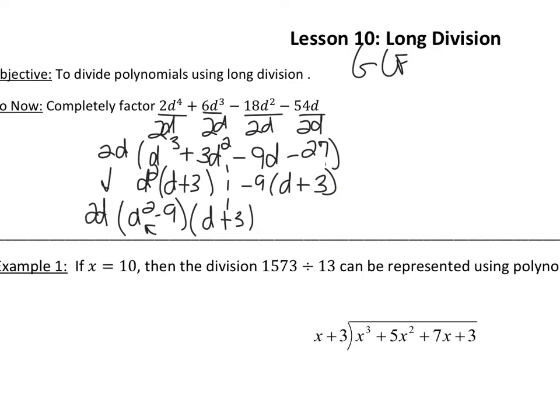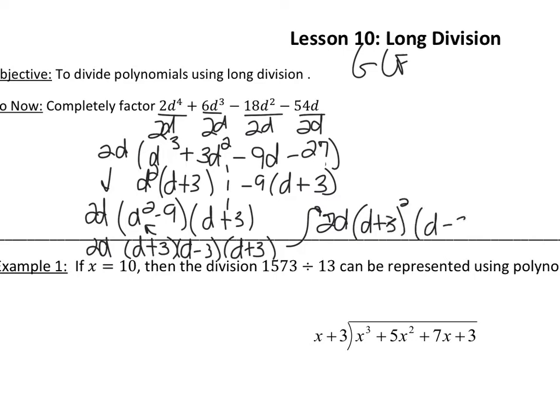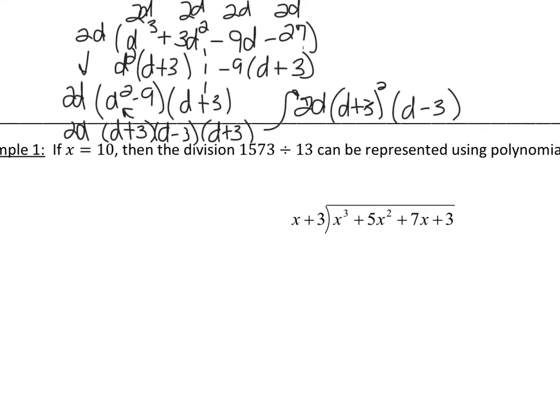This right here is a difference of squares, so I can go further and do D plus 3, D minus 3, and then another D plus 3, and do 2D here. You could also write this as 2D times D plus 3 squared if you want, because there's two of them. Either way is acceptable.